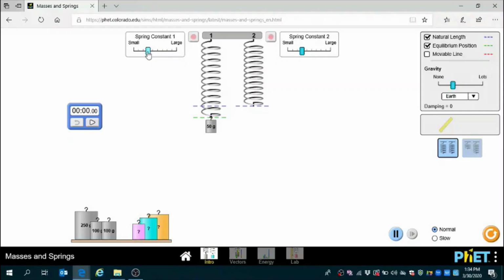So if we change the spring constant and make it a bigger spring constant, notice that the equilibrium position gets closer to the natural length. If we make it a smaller spring constant, then the equilibrium position gets further away. This is governed by something called Hooke's law that describes the behavior of something called an elastic force, which is how springs, rubber bands, and other stretchy things that return to their original shape, remember that idea of elasticity from collisions, how much that force pulls.